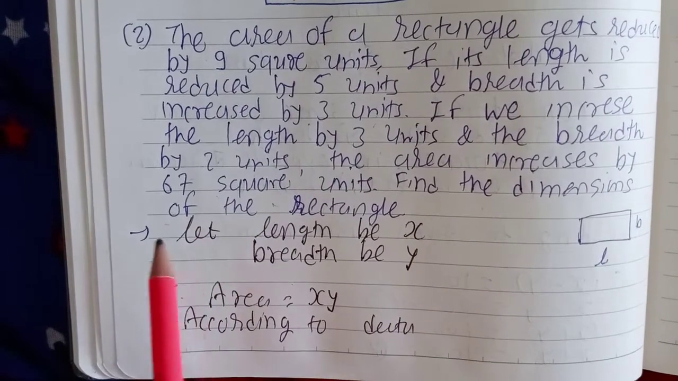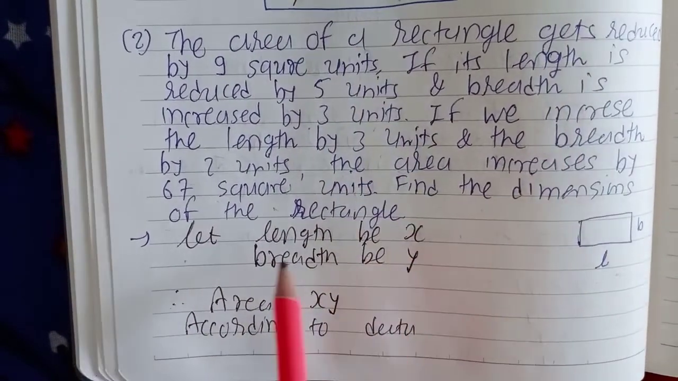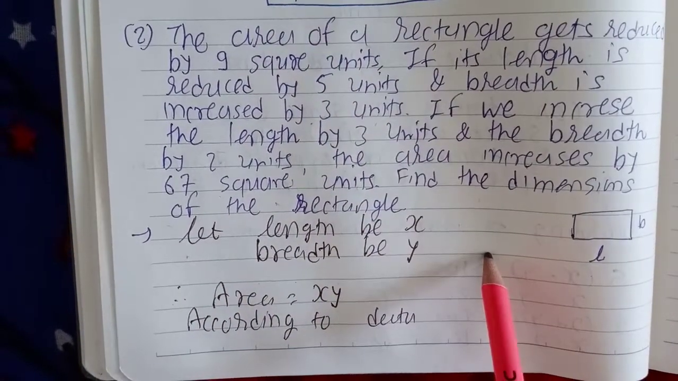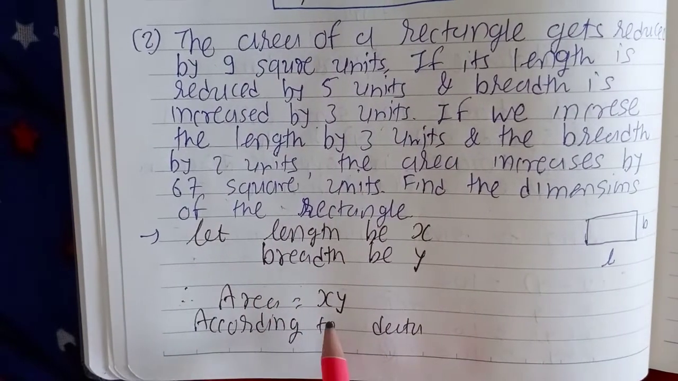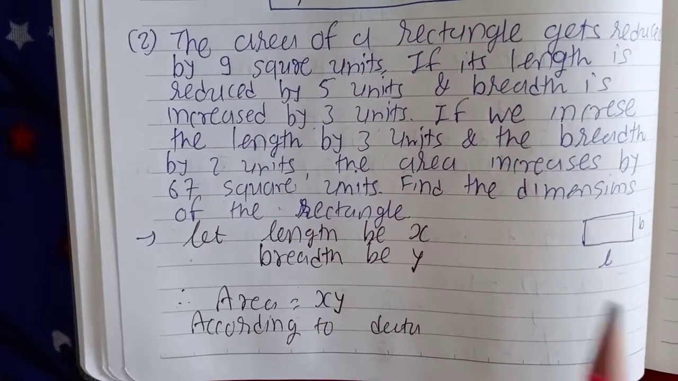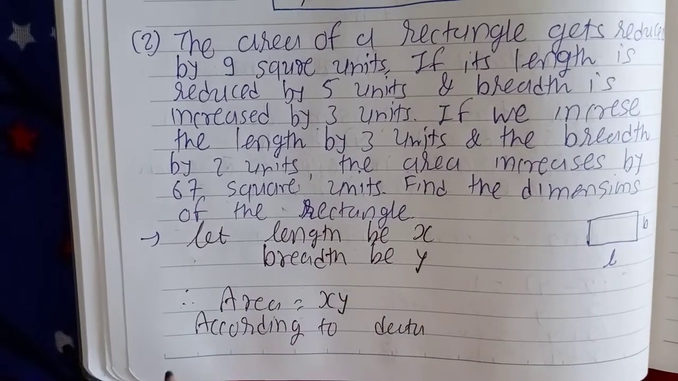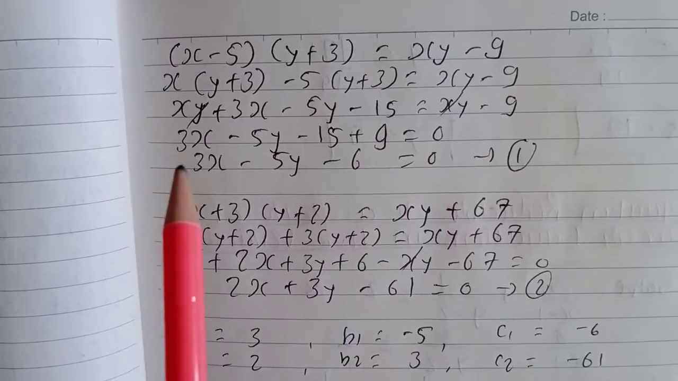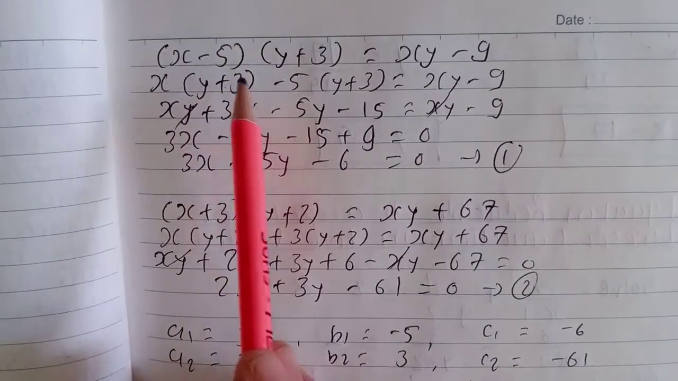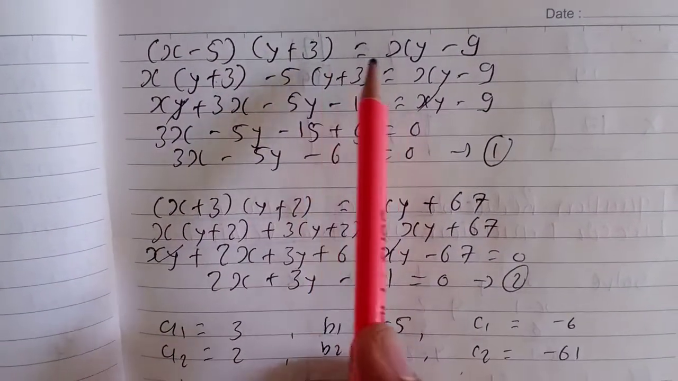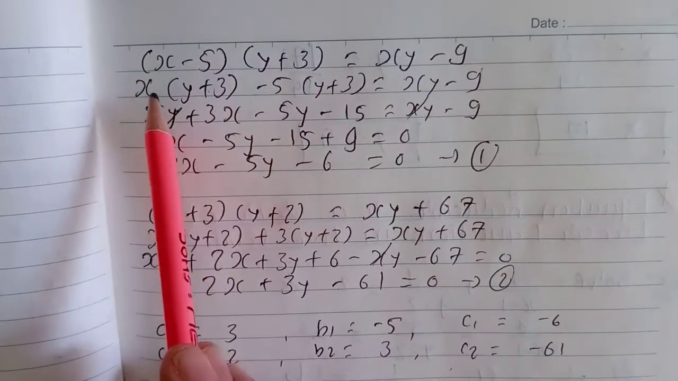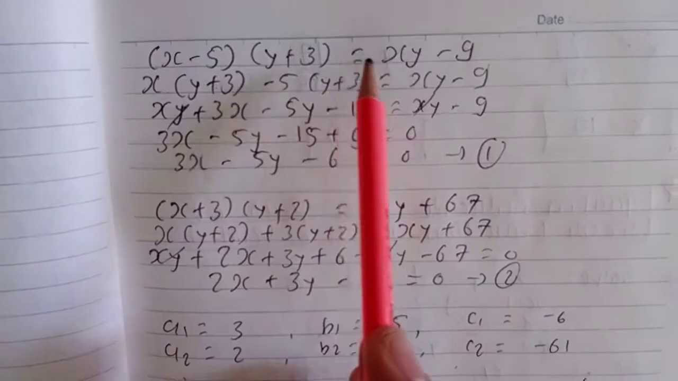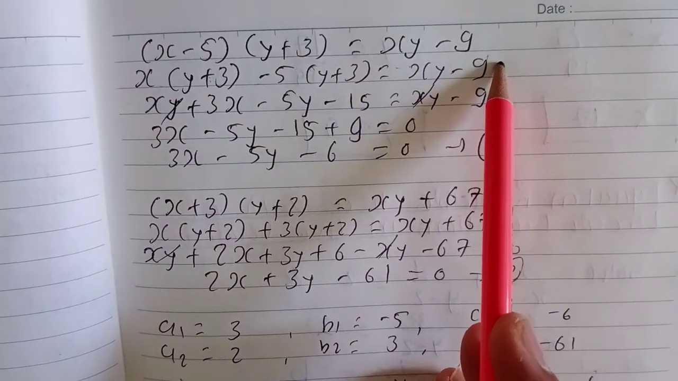So let the length be x and breadth be y. The rectangle's area is length into breadth, so x into y is our area. Now according to the data, length is decreased by 5 and breadth is increased by 3. Total area is decreased by 9. So (x minus 5)(y plus 3) is equal to xy minus 9.